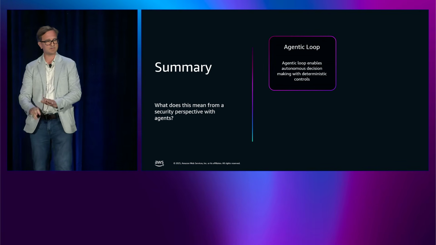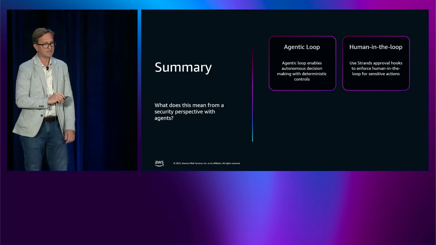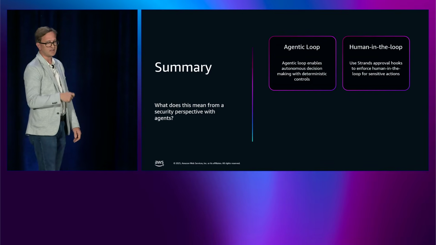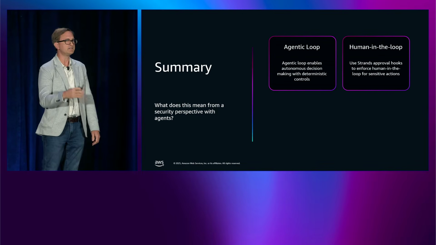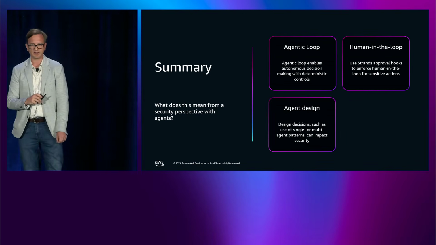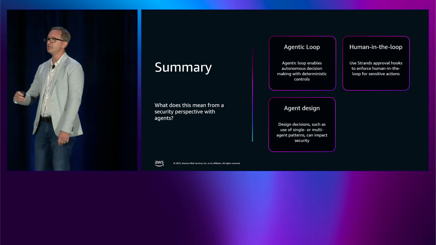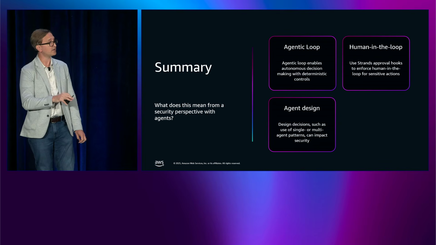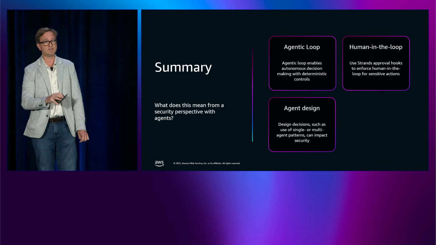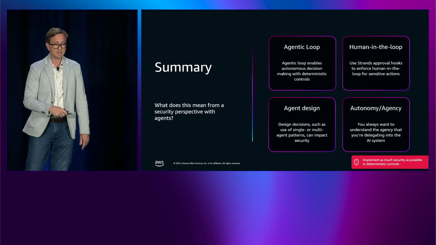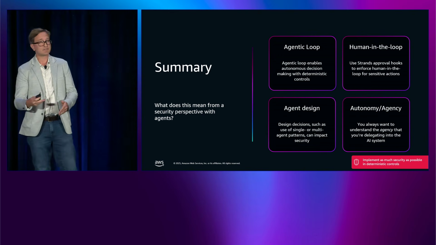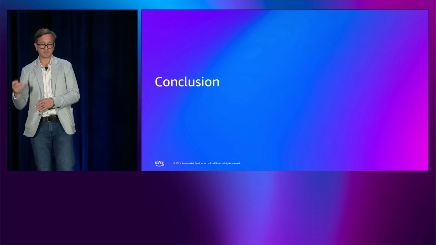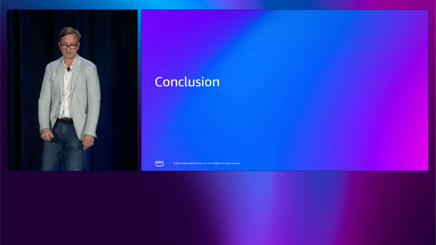So in summary, what does this mean from a security perspective with agents? Well, we understand now the agentic loop enables autonomous actions while having an ability to still inject deterministic controls into play. Human in the loop is going to be one of those ways that you can keep understanding of what is going on with your agentic systems, even if you do delegate a lot of autonomy to them. Agent design does have some implications here. We talked about single versus multi-agent. And of course, you always want to understand the agency that you're delegating into the AI system.